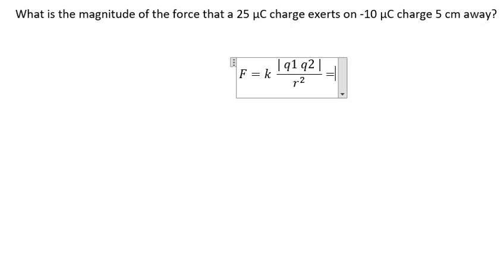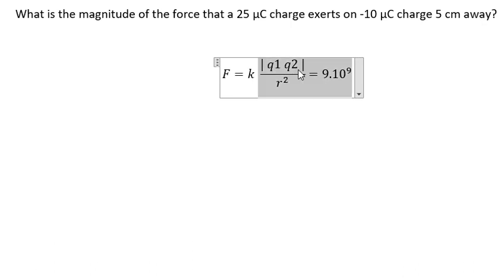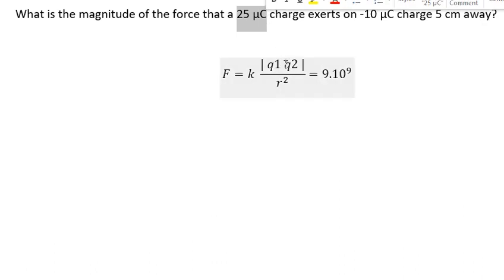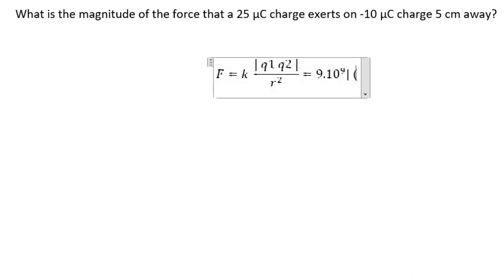We know that K is the Coulomb constant, and we have 9 multiplied by 10 to the power of 9. And the next one, we have charge number 1, that is this one. Charge number 2 is negative 10 micro C. So in this one, we can put it like this.